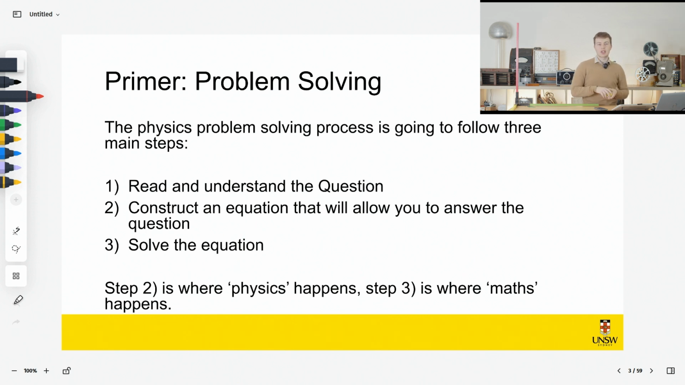Now, when we get a question like that, we're going to be going through 3 stages, right? The first is to read and understand what the question is actually asking you, right? Now, sometimes it's a bit more complicated than others, right?